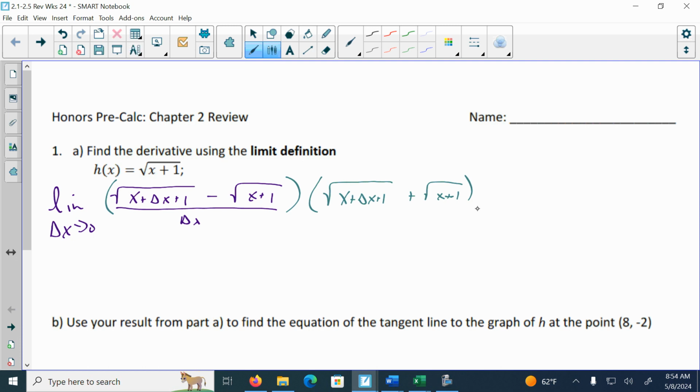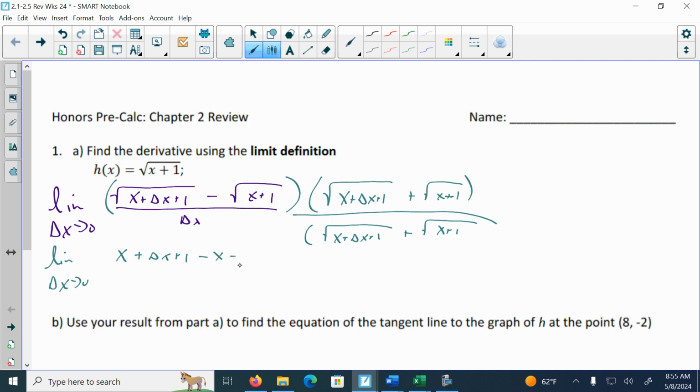And if I multiply the numerator by that, I have to multiply the denominator by that. And when I do that, I'm still going to take the limit as delta x approaches 0. This will be x plus delta x plus 1, distributing the negative sign, minus x minus 1, all over delta x times the square root of x plus delta x plus 1 plus the square root of x plus 1.